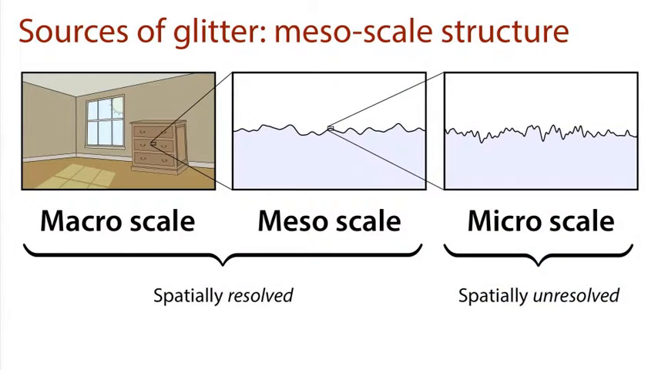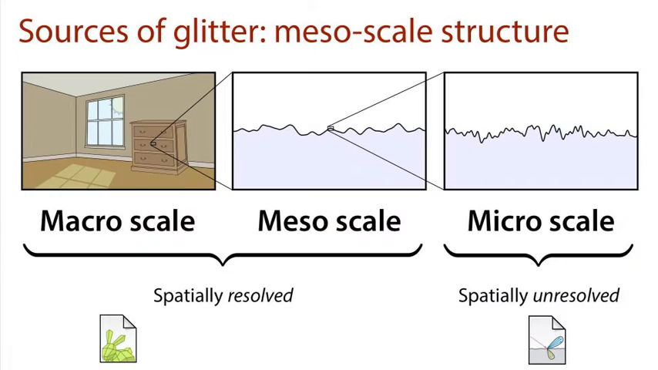So the reason for this effect is surface structure, and that structure is usually classified into 3 different scales. We have the macro scale, that's sort of the size of things that we reason about in our daily lives. Then there's the meso scale, and that's where small surface variations and scratches are found. And then there's the micro scale, and that scale is so small that we can't usually resolve things anymore, even though they may still have an effect on the appearance.